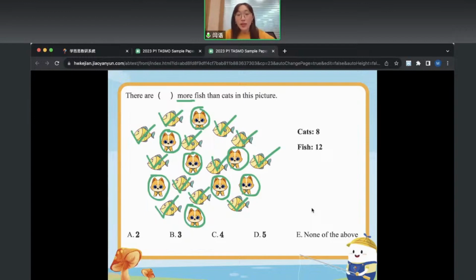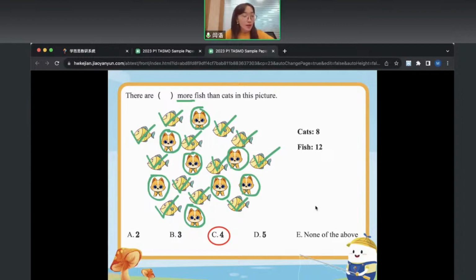So here you see what is the difference. How to find the difference? We just apply subtraction: the bigger number, 12, minus the smaller number, 8. So here we can get 4. 12 minus 8 equals 4.